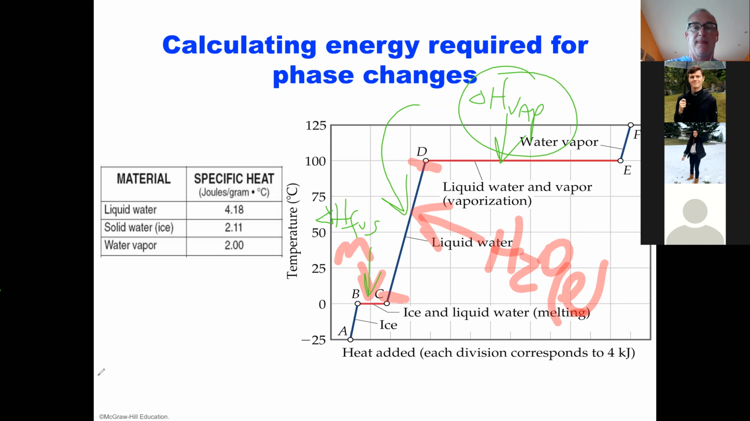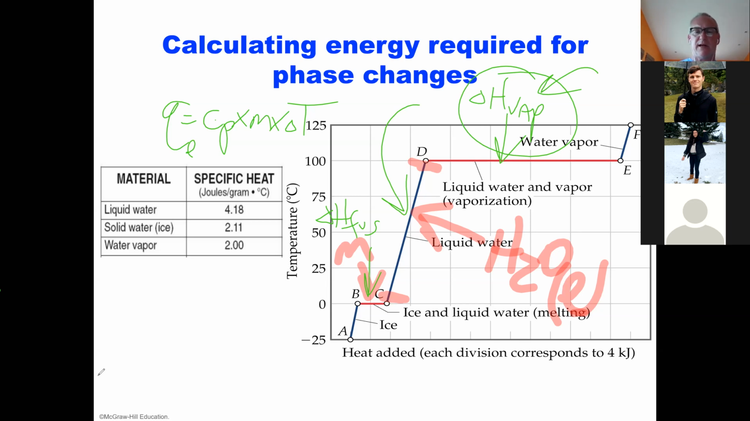So Q for this phase, when H2O is a liquid, is our usual specific heat capacity times mass times ΔT. That only works until we get up to 100 degrees. Once we get to 100 degrees, the temperature stays the same, but we're still adding heat. That's when we use ΔH vaporization, because that tells us how much heat is involved in boiling that much water. And the same is true for the ice.